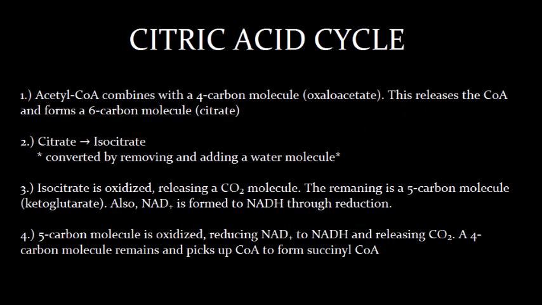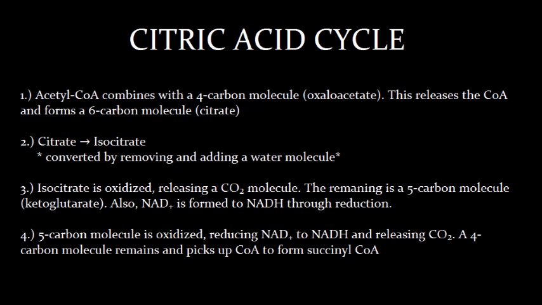Step 1. Acetyl-CoA joins with a 4-carbon molecule, oxaloacetate. This releases the CoA and forms a 6-carbon molecule called citrate. Number 2. Citrate is converted into isocitrate by removing a water molecule and adding a new water molecule back. Number 3. Isocitrate is oxidized and releases a molecule of carbon dioxide. The remainder is a 5-carbon molecule called alpha-ketoglutarate. As well, NAD+ is converted to NADH by reduction.